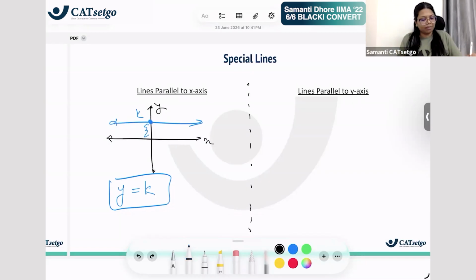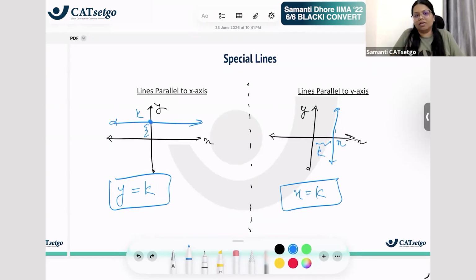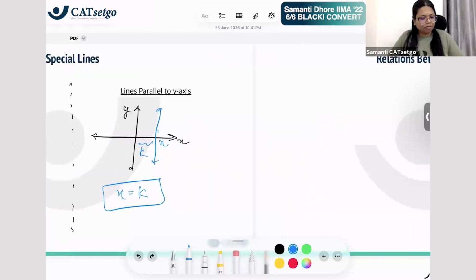Similarly, for another type of special line, a line that is parallel to the y-axis, x will always be some constant k. So the equation will be x equals k. Look here, at any point you take on this line, x is always that number k and y is changing. This is how we understand the special lines and their equations. Give me a thumbs up if you have understood this part. We're almost at the end of the chapter today. Very good.